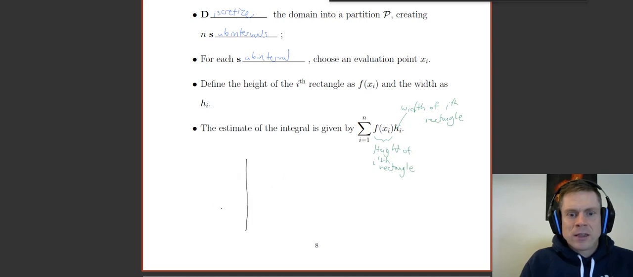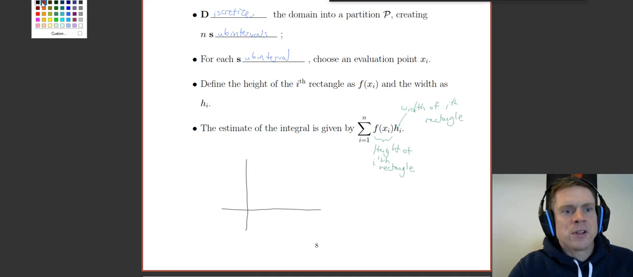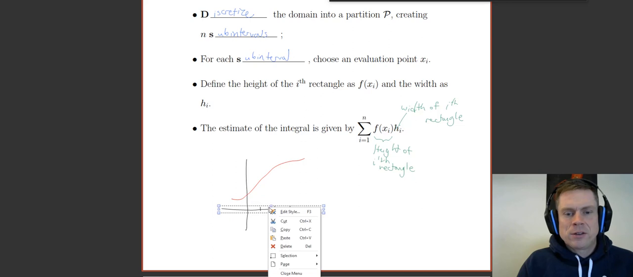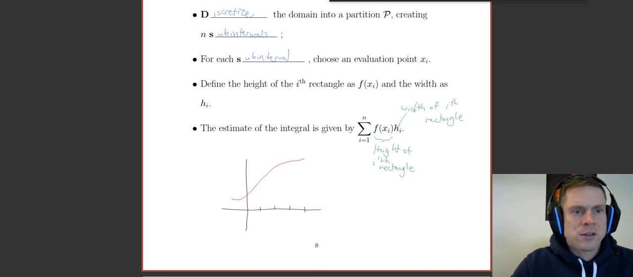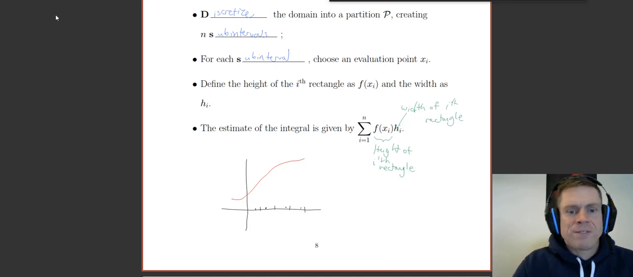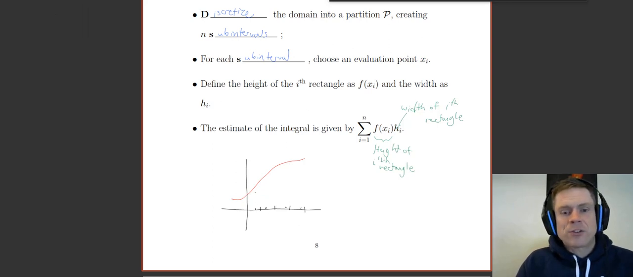If I draw a quick axis here and a curve like this somehow, you can parse up this domain into a bunch of subintervals. Here it looks like four subintervals. And if I choose an evaluation point right there, no, that's not what I want. Sorry. Let's go back here and try again. If I choose an evaluation point right there, and maybe this one has an evaluation point there, and this one right there, and this one right here, I'm going to draw rectangles that are defined by the height of the function at each one of those. So the first rectangle will be this high. The second rectangle would be the height of the function right there.